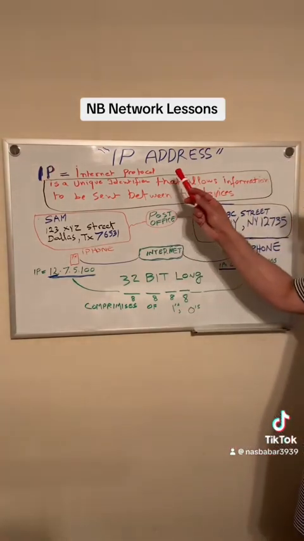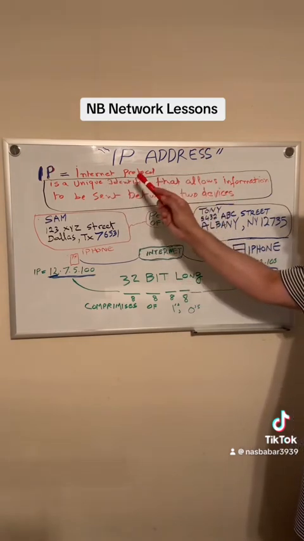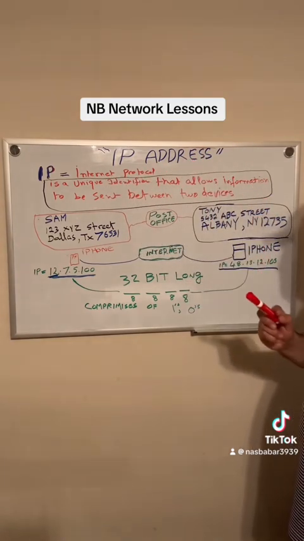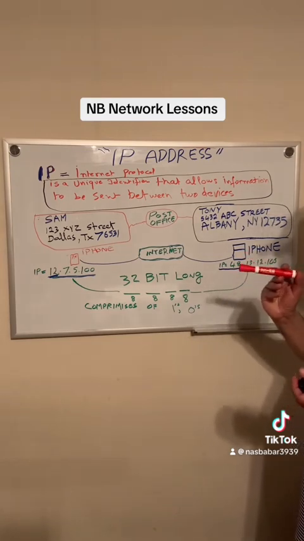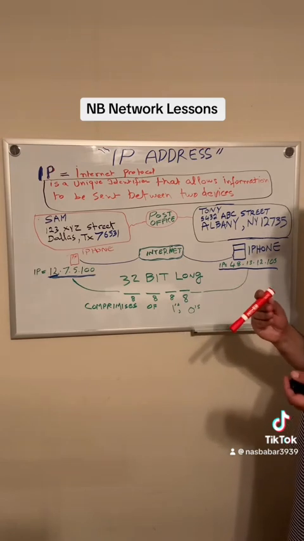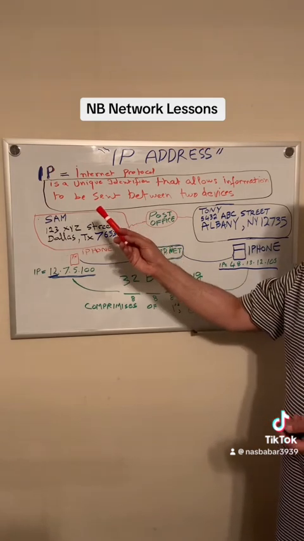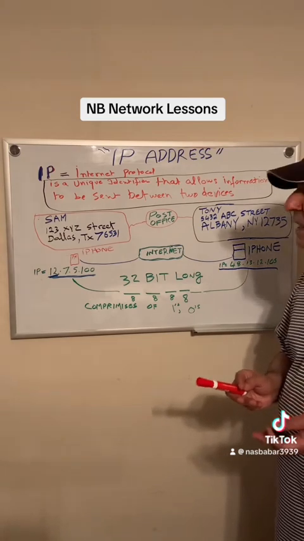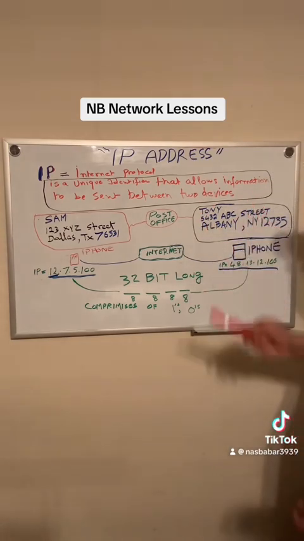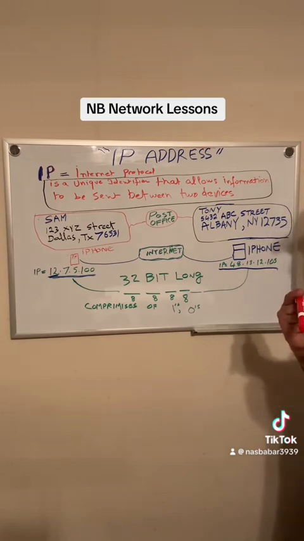IP address is basically an abbreviation for Internet Protocol address. So these are the protocols which are set by IEEE, and they're defined, and there are a lot of RFCs. You can Google them and you will know what I'm talking about. So basically the classic definition, like I earlier said, it's a unique identifier that allows information to be sent between two devices.